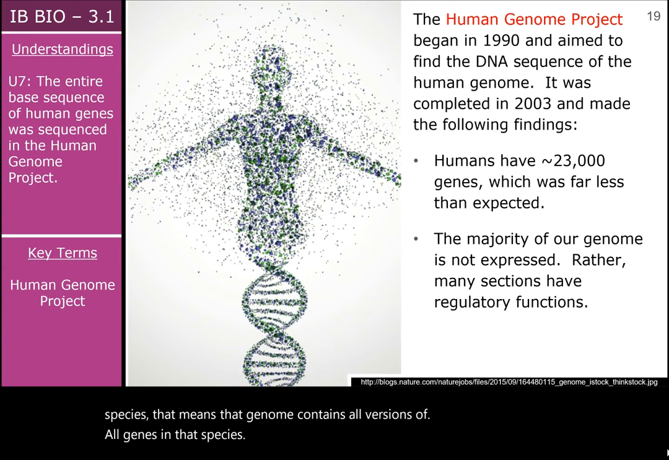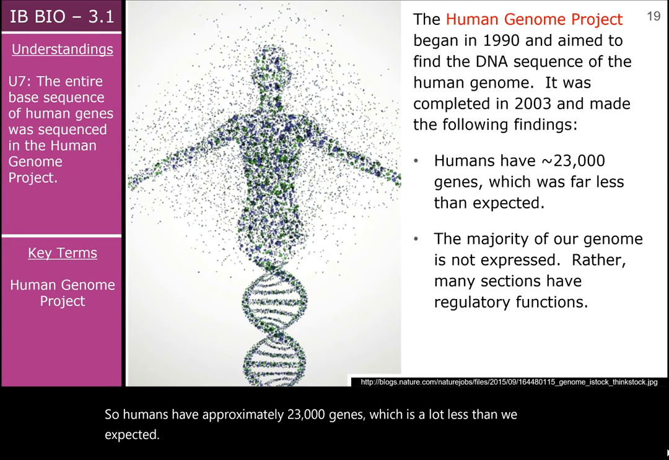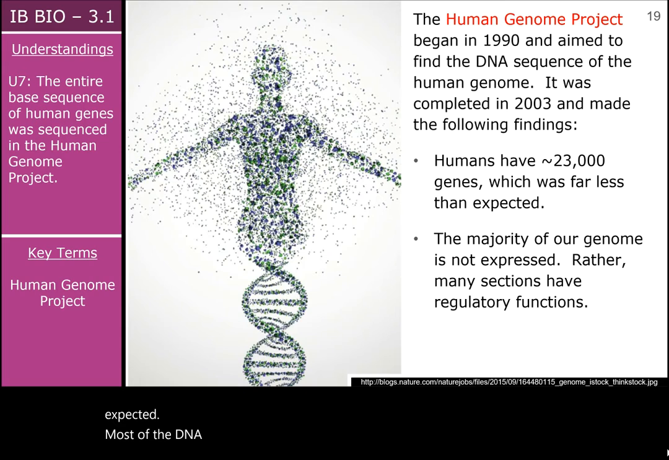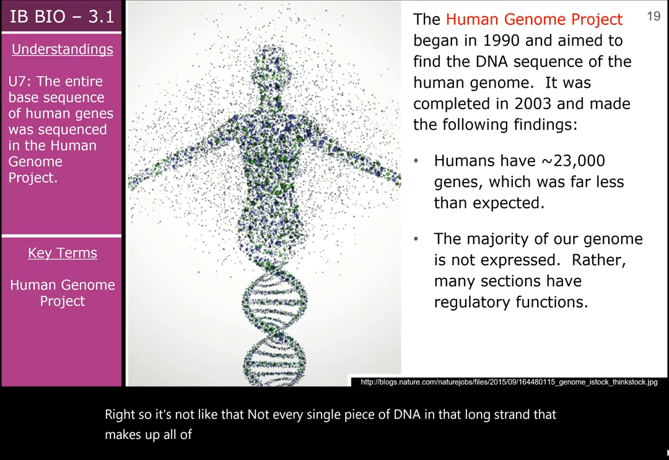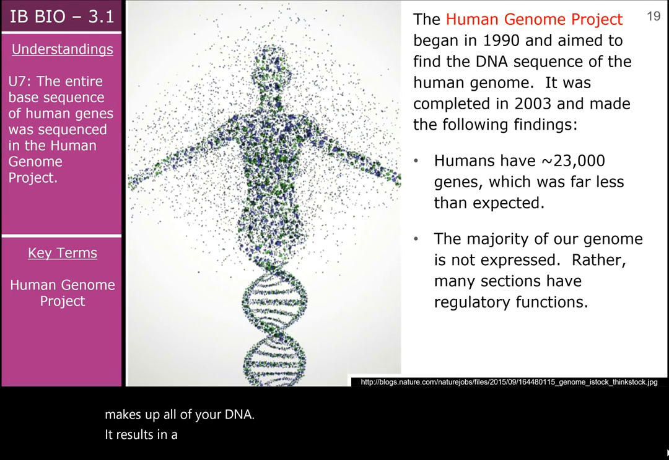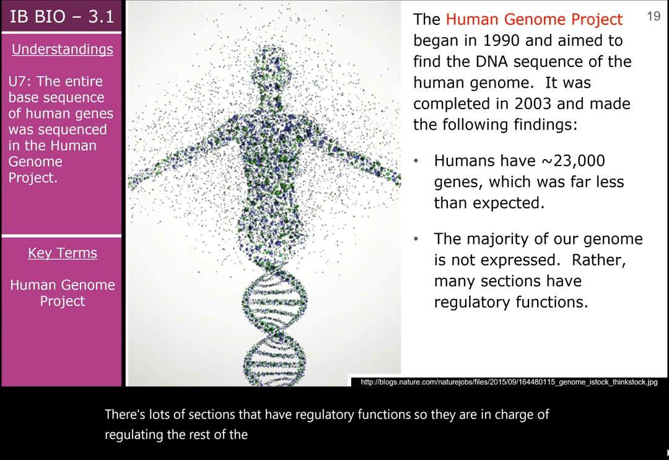So humans have approximately 23,000 genes, which is a lot less than we expected. Most of the DNA in our genome is not expressed, right? Not every single piece of DNA in that long strand that makes up all of your DNA results in a protein. There's lots of sections that have regulatory functions. So they are in charge of regulating the rest of the DNA. They're in charge of regulating how much of a gene is expressed.